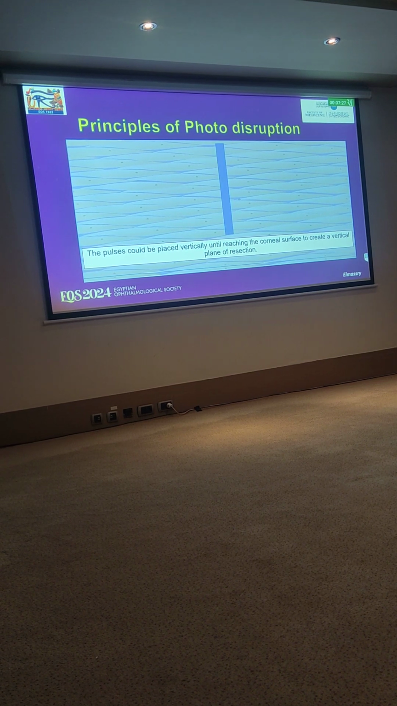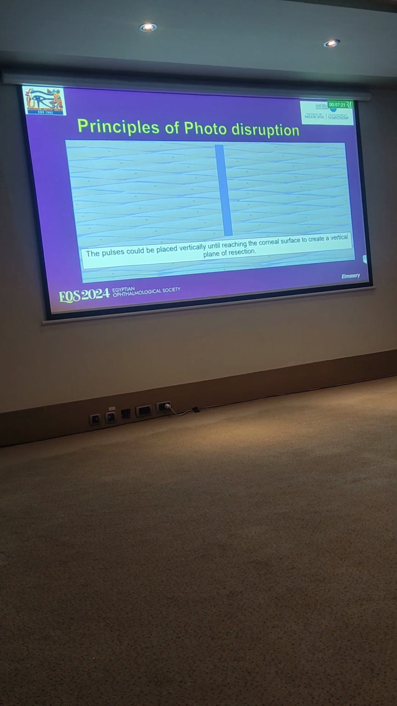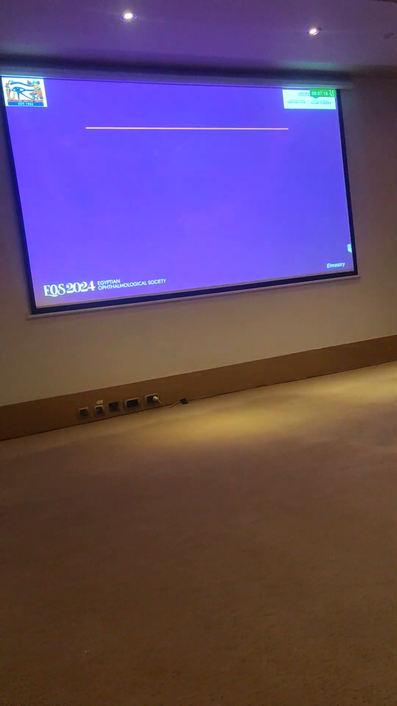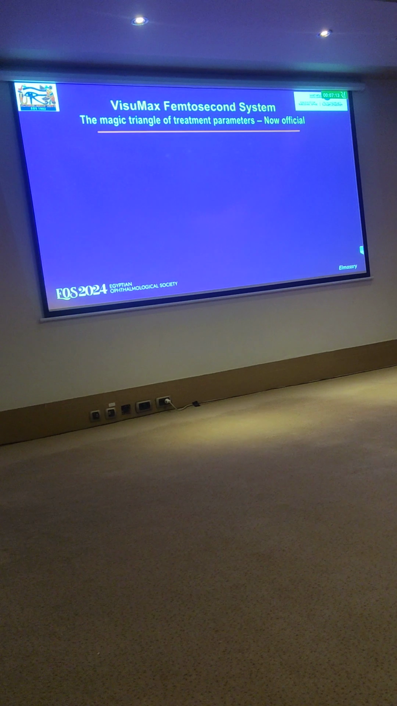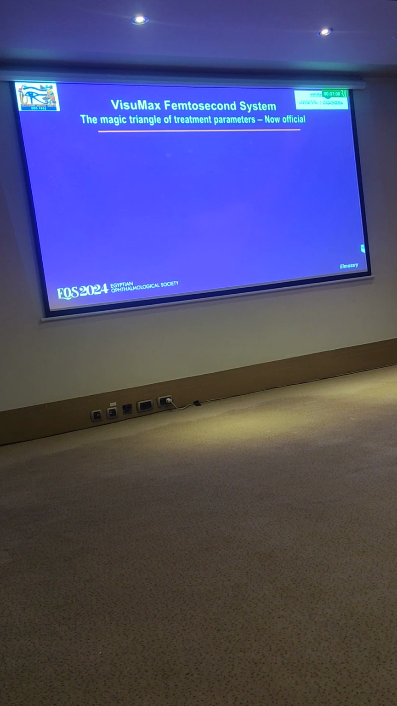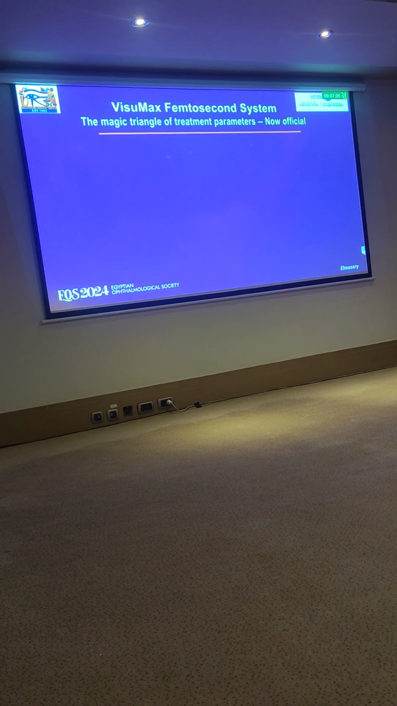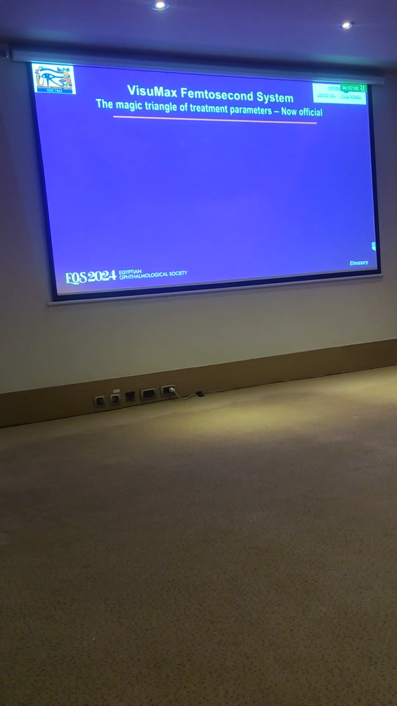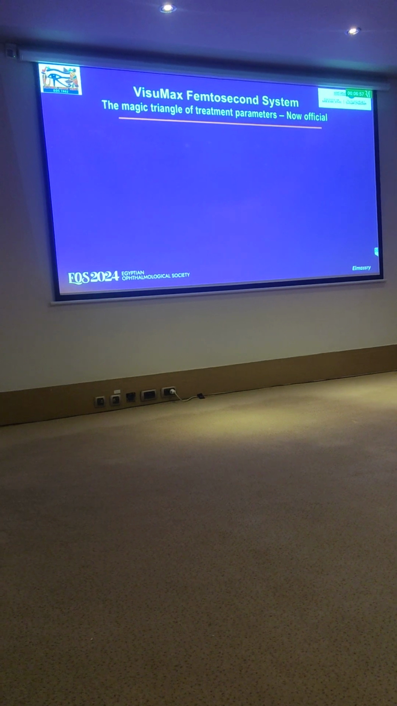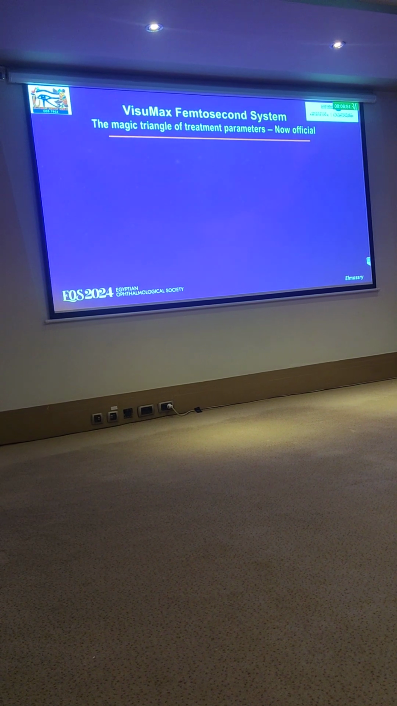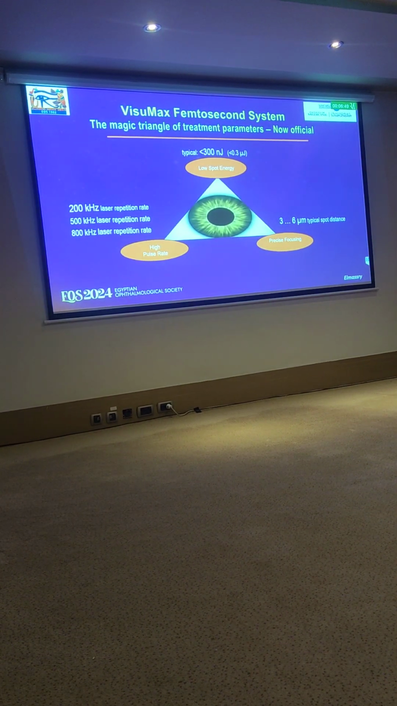The pulse could be placed vertically until reaching the corneal surface, even to create a vertical plane. So you can make a flap, you can make a mushroom, you can make anything that you would like to, like Photoshop, you can create anything. Simply, the VisuMax, which was the first in the market, and now there are a lot of other machines that took the same concept from J&J and from Zimmer. I don't have any financial interest, and now I'm not a consultant of Zeiss by this time, so I don't have any financial interest.